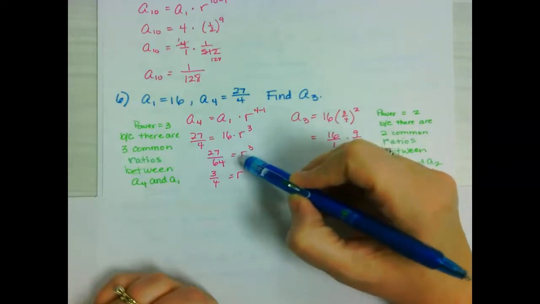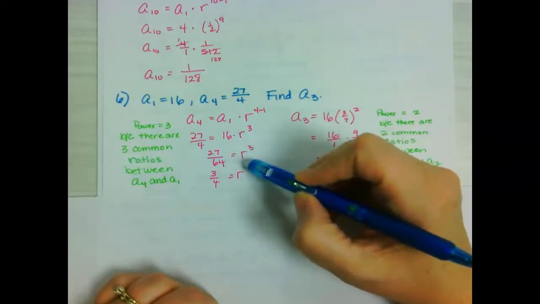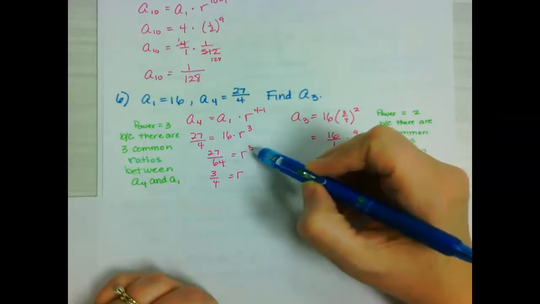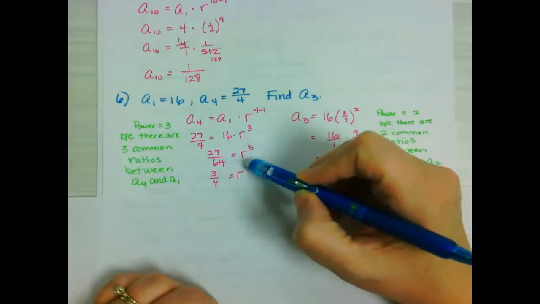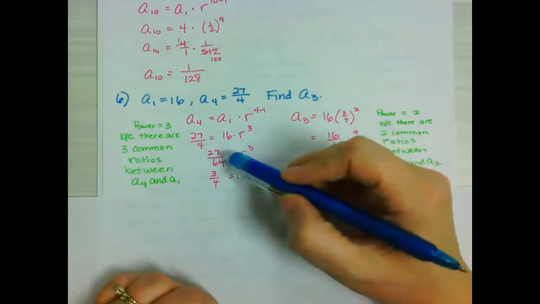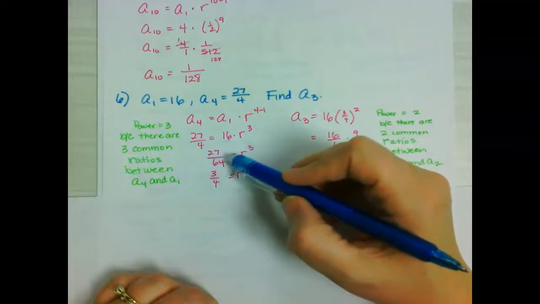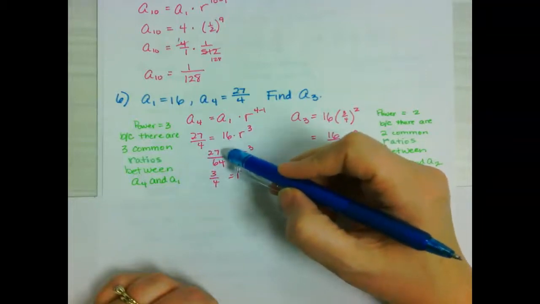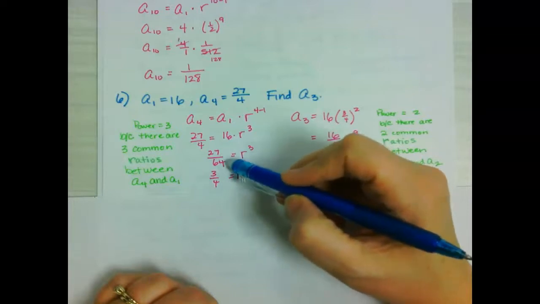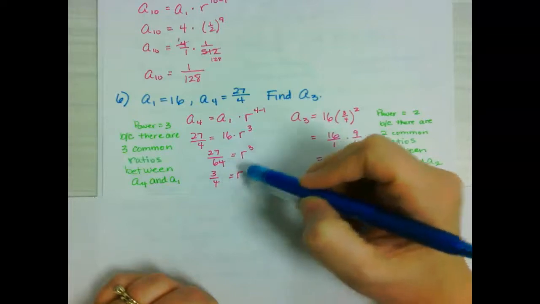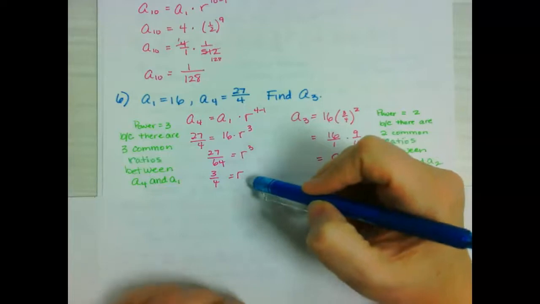Now to get down to the r that's contained inside the exponent, I'm going to take the third root of both sides. So the third root of r cubed is just r. The third root of this fraction means I'm taking the third root of the top and the third root of the bottom. So the third root of 27 is 3, and the third root of 64 is 4. So here's my ratio. Okay?